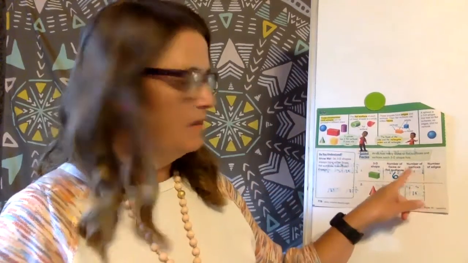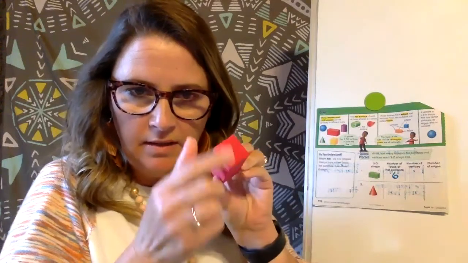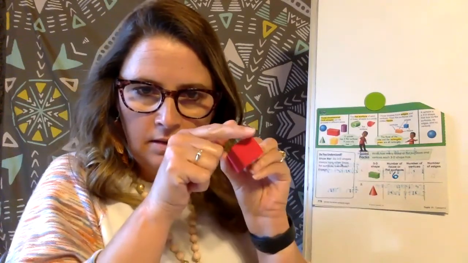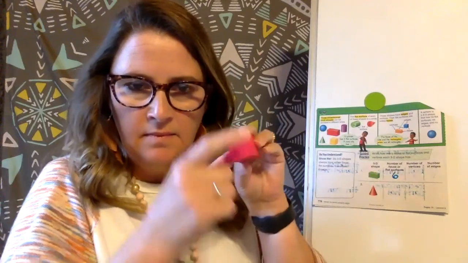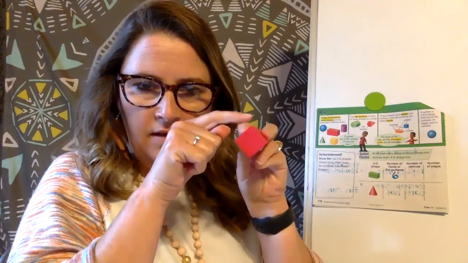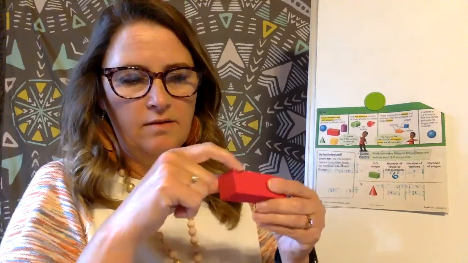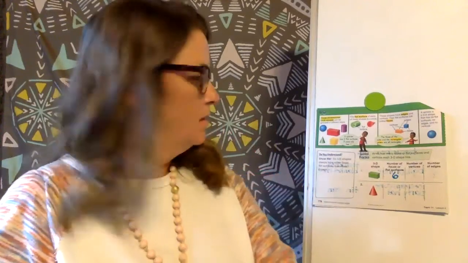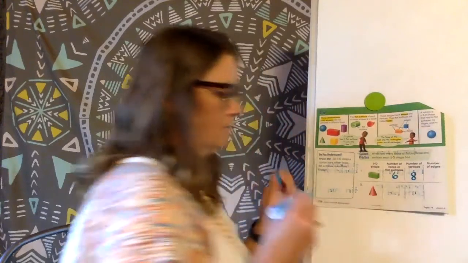Now the next part says number of vertices. Now remember, the number of vertices is where the sides come together and it makes a point, okay? So let's count our points. So we've got 1, I'm gonna keep up with how I roll it, 2, 3, 4, I gotta go this way, 5, 6, 7, 8. I have 8 little points where those 3 sides come together, okay? So I'm going to write an 8 under here, okay?